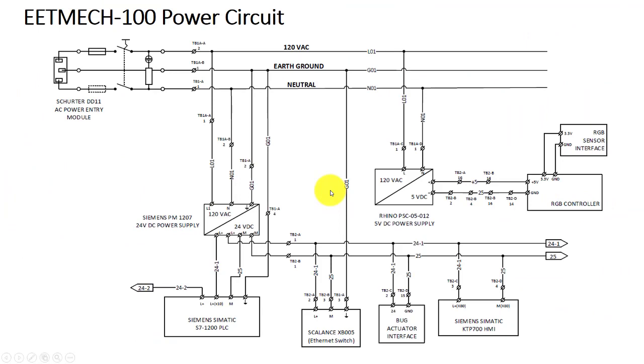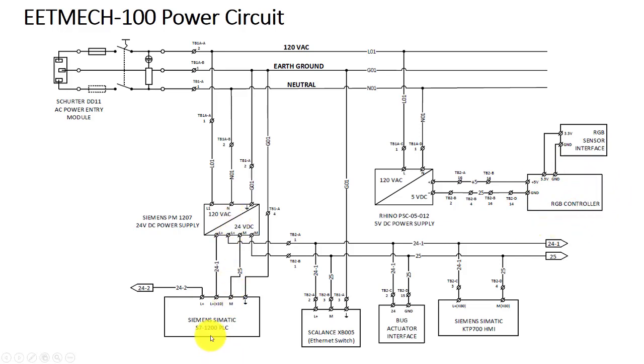All right, so we'll start with the power circuit. This shows all the components, the power entry module bringing AC in. It shows the connections to the Siemens 24 volt DC supply that's supplying all the major components on the system. And it also shows connections to a 5 volt supply, which is there to supply the microcontroller board, which has the RGB controller on it.